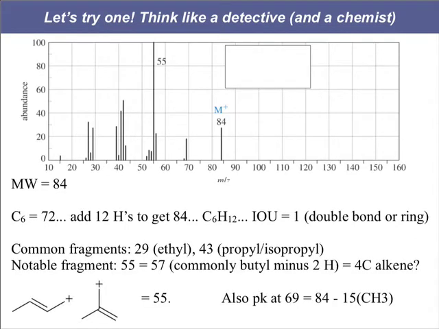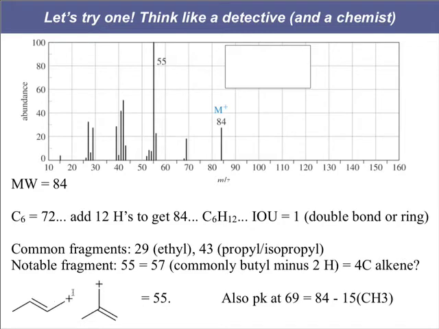So now I look at our fragments, and I usually look for the common alkyl fragments to see whether they are there or whether they are there with some sort of modification. For example, we've got a 55. Now, 55 is close to 57. 57 is what we saw for butyl. So 55 is basically butyl minus 2 H's, which makes me think that there's a 4-carbon alkene.